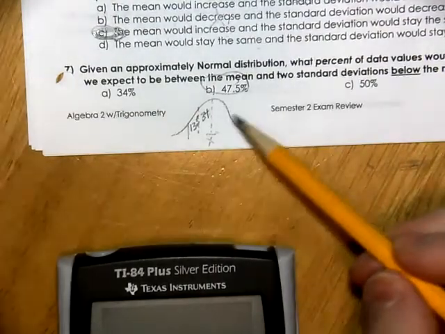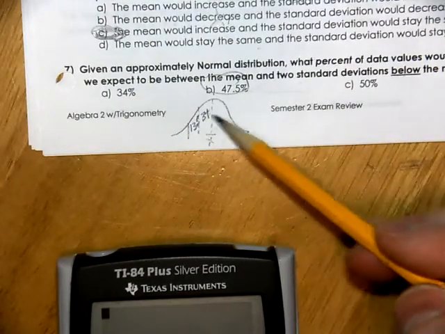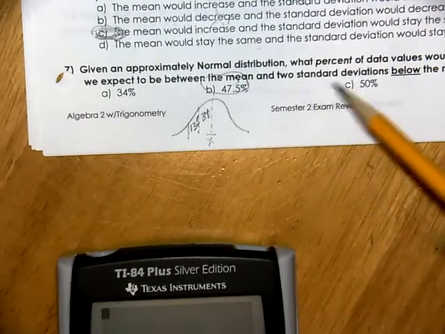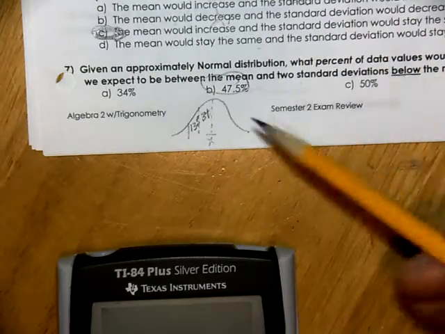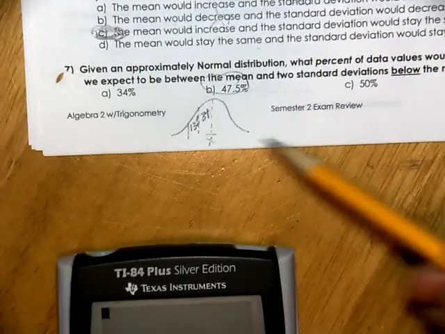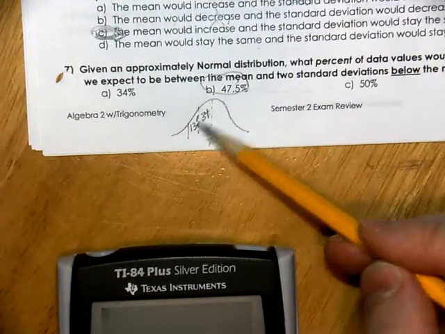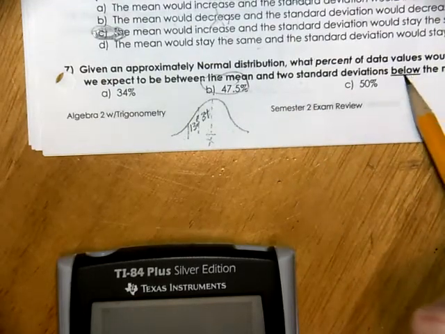If it would say, what's the percent of the data that is within 2 standard deviations of the mean, that's when we would have said 95%. That would be below and above. This just says below.